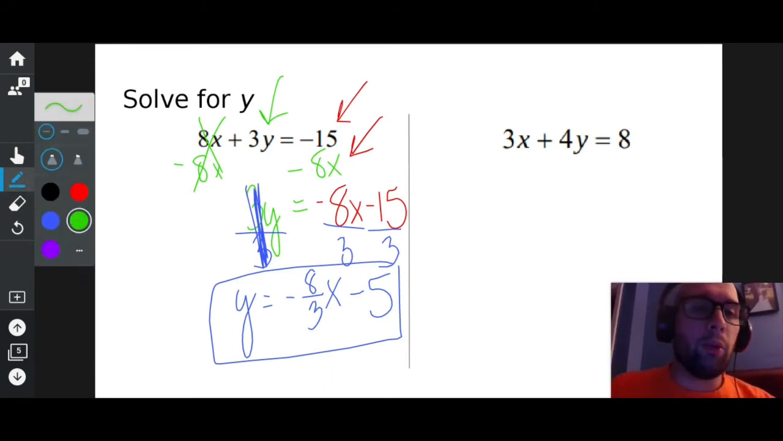Let's take a look at the next one. Is y all by itself? No. What's in the way? 3x. Anything else? 4. It's just like the last problem, just with different numbers.